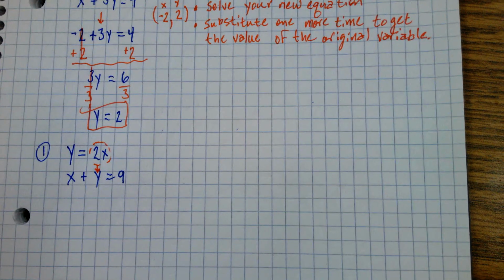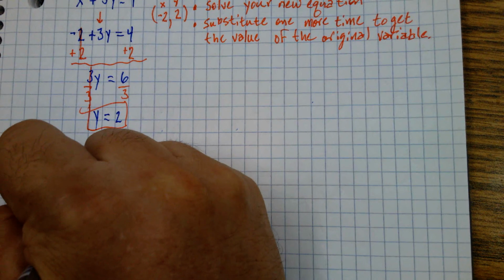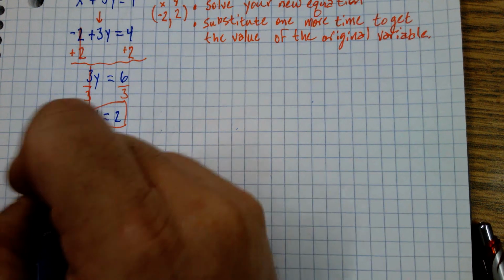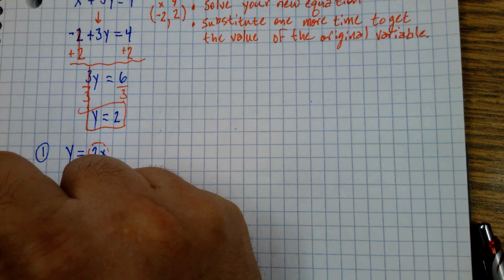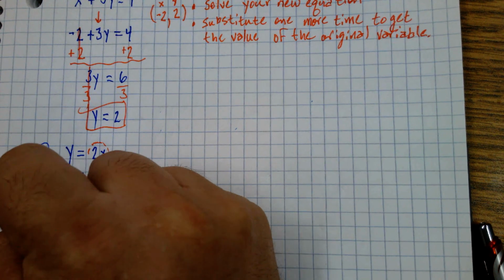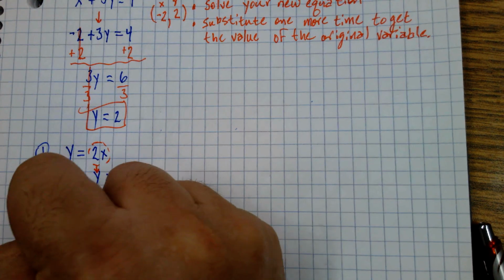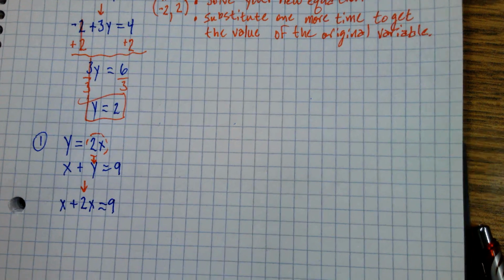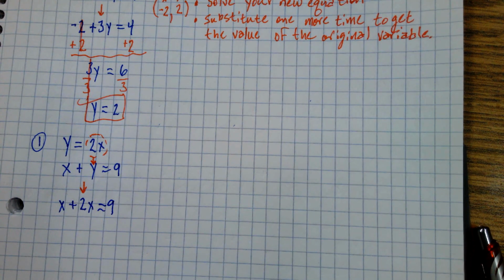That's what I'm going to do. So I'm going to rewrite this equation. But instead of x plus y, it's going to become x plus 2x equals 9. And you may be wondering, because I used to wonder this too when I first learned this, this looks harder. It has more stuff. Why are we doing this?